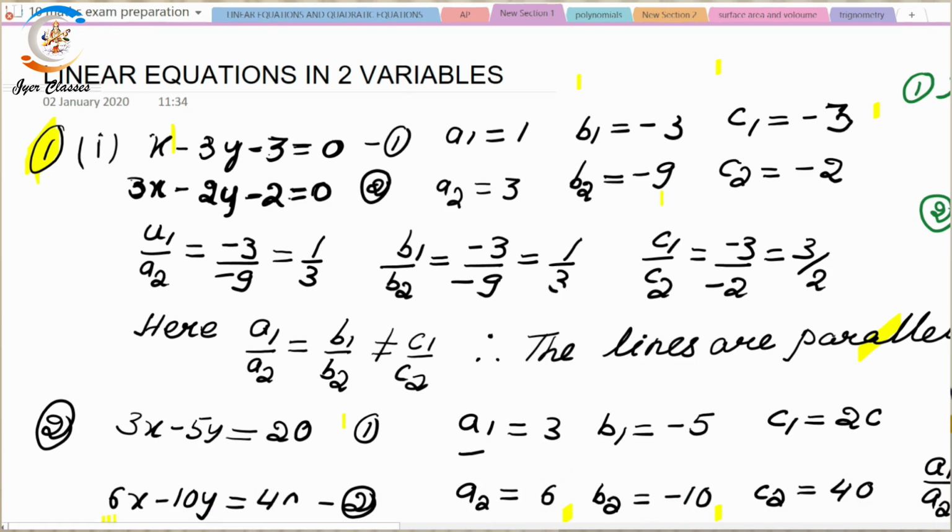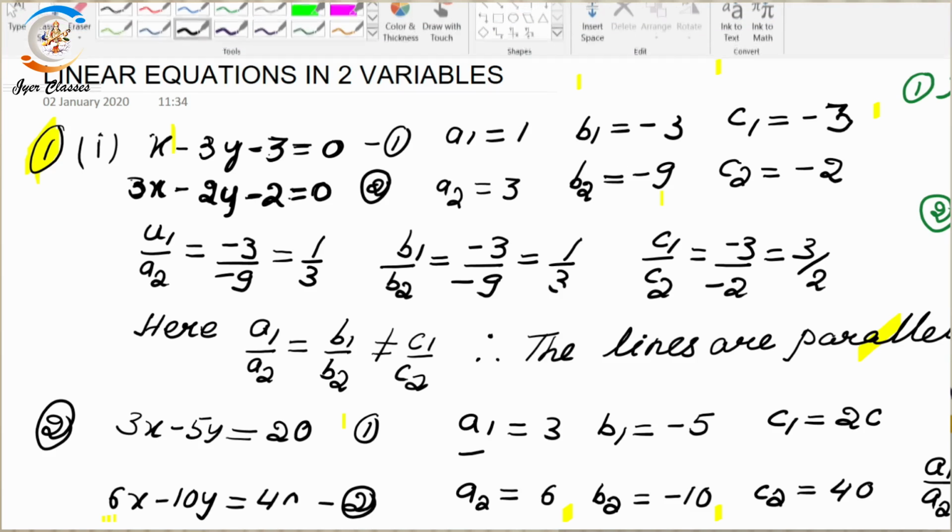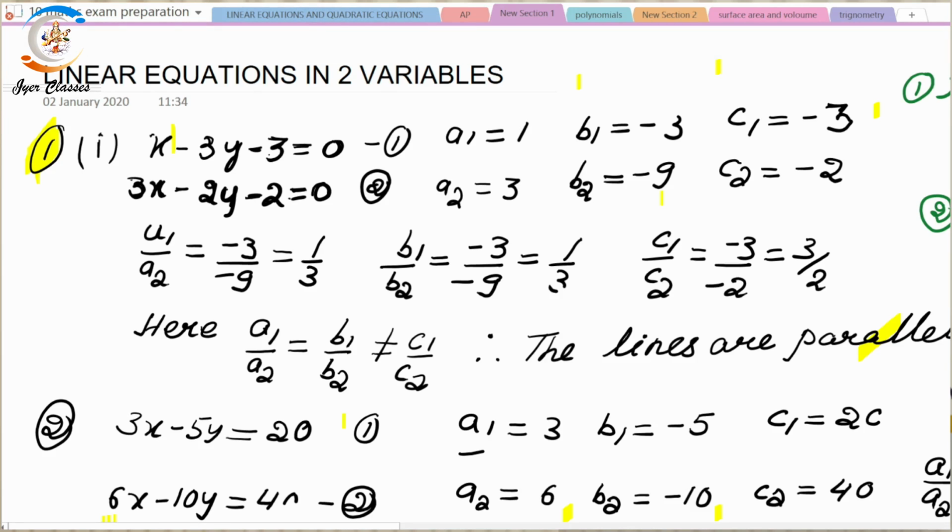Okay, now let us first check whether the solution is possible or not, whether the lines are intersecting each other or not. For this, a1 is equal to 1. Right, what is a1? The coefficient of x. In the first equation the coefficient of x is 1, so a1 is 1. Coefficient of y is minus 3, so b1 is equal to minus 3 and c1 is equal to minus 3 again. In the second equation, a2, the coefficient of x, is 3, the coefficient of y is minus 9, and c2 is equal to minus 2.